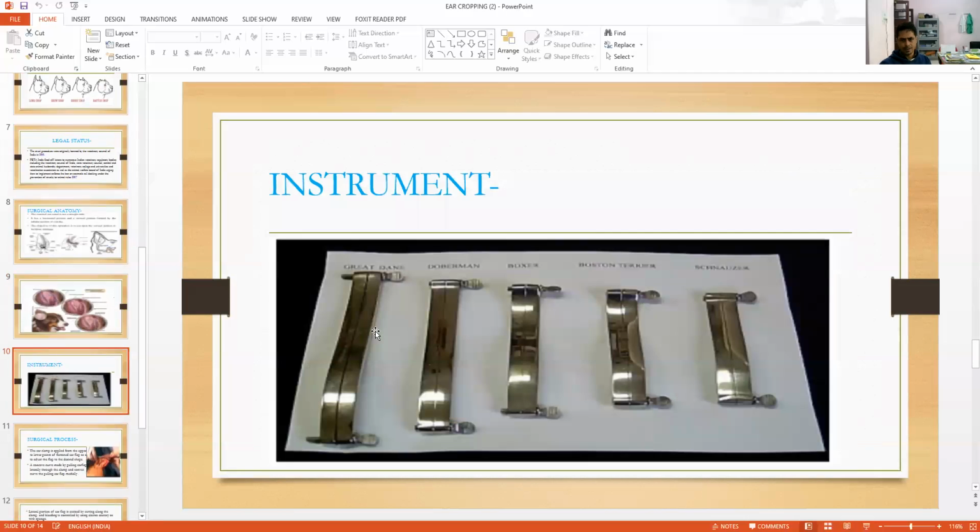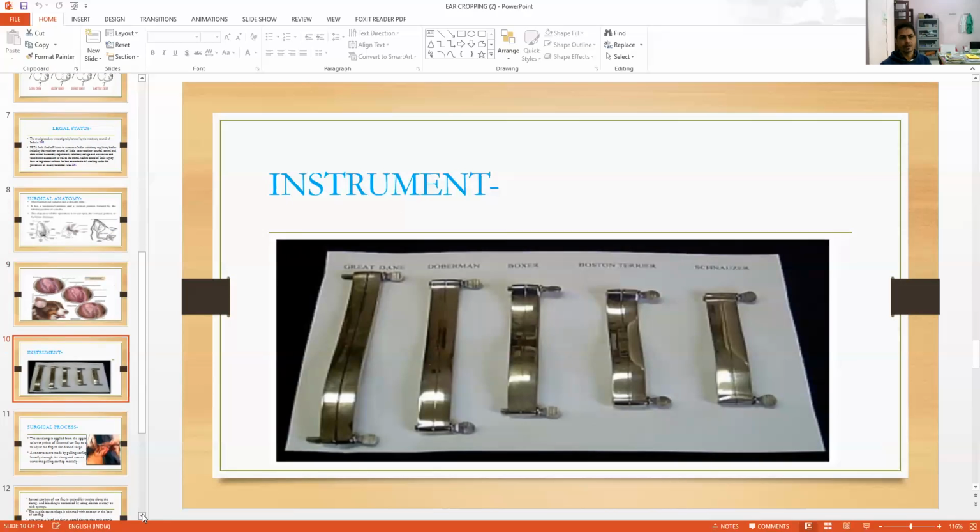These are the instruments which are generally recommended. These are ready-made instruments, and for different types of breeds, different sizes are there. For Doberman, for Rottweiler, for Boxer, for Boston Terrier, and many others, this type of instrument is already available in the market.